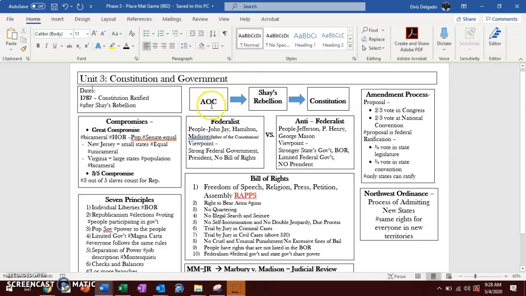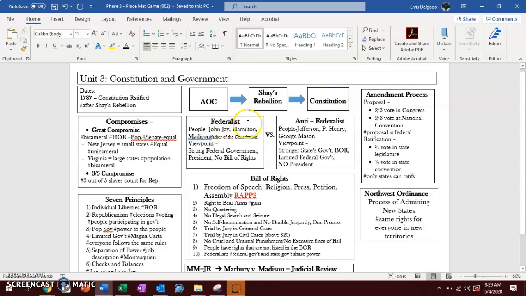And in order to change it, everybody had to agree to change it, which is super, super impossible. It was so bad that Shays' Rebellion emerged, led by a former soldier. He's going to go against our government. And this is when George Washington says, you know what, maybe we need to change our government, which is why they're going to make the Constitution.